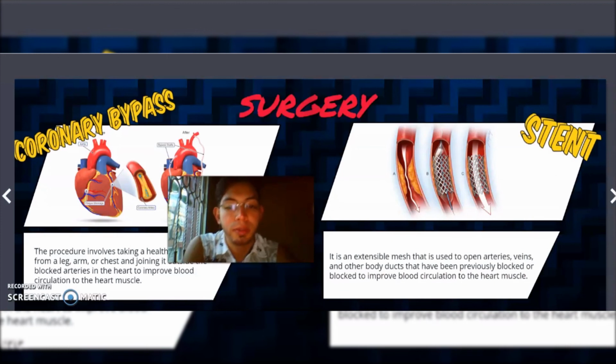Cardiac stent. This is an expandable mesh used to open arteries, veins, and other body ducts, and it has been used to improve fluid circulation of the heart. This device is inserted using a catheter through the femoral artery. This introduction is called cardiac catheterization.